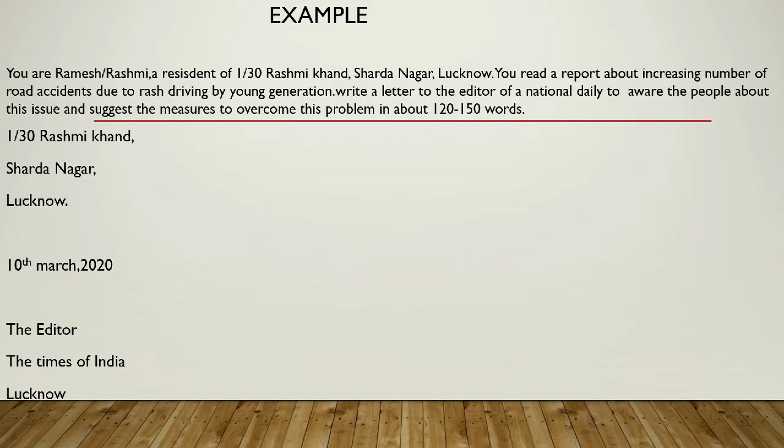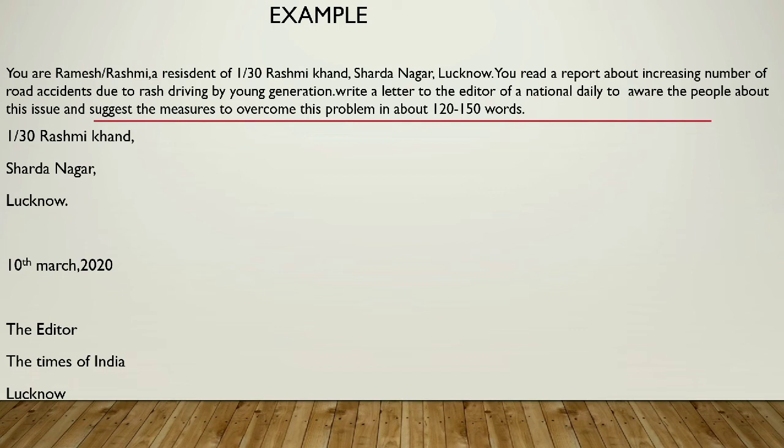Here is an example for you to understand the formal letter much better. So let's read the question. You are Ramesh or Rashmi, a resident of 1/30 Rashmi Khand, Chardanagar, Lucknow. You read a report about the increasing number of road accidents due to rash driving by the young generation. Write a letter to the editor of a national daily to make people aware about this issue and suggest measures to overcome this problem in about 120 to 150 words.